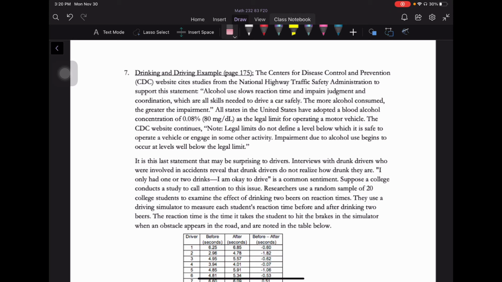So, drinking and driving. The Centers for Disease Control and Prevention website cites studies from the National Highway Traffic Safety Administration to support the statement: alcohol use slows reaction time and impairs judgment and coordination, which are skills needed to drive a car safely. The more alcohol is consumed, the greater the impairment. All states in the U.S. have adopted a blood alcohol concentration of 0.08 as the legal limit. The CDC website continues that legal limits do not define a level below which it is safe to operate a vehicle or engage in some other activity. Impairment due to alcohol use begins to occur at levels well below the legal limit.